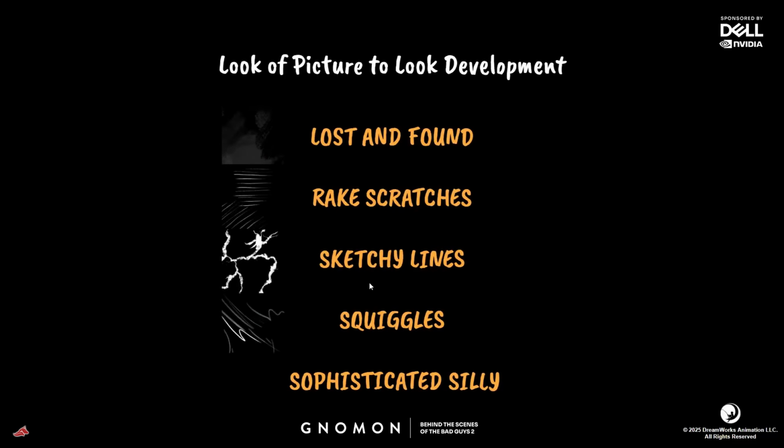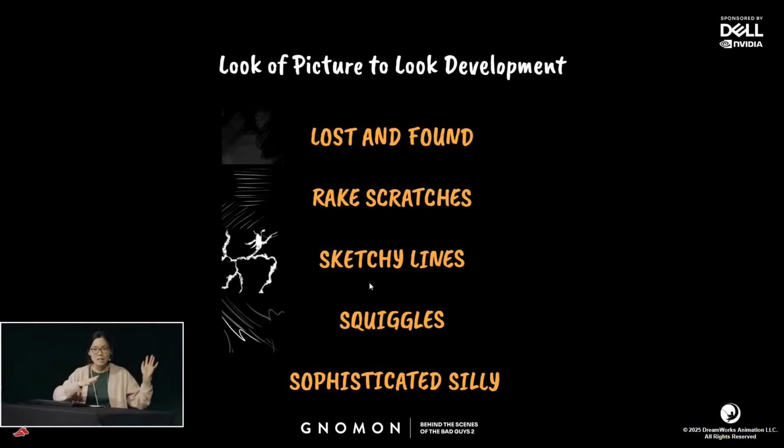So we're going to talk about look of picture here. All of that, what we're saying is we have to condense these into a few elements so everyone can follow. There's the element of lost and found. There's these rake scratches, there's sketchy lines, there's a thing we just introduced called squiggles. And the whole idea, all of this has to be wrapped in this idea of sophisticated silly, which you'll see more and more as we present our work.